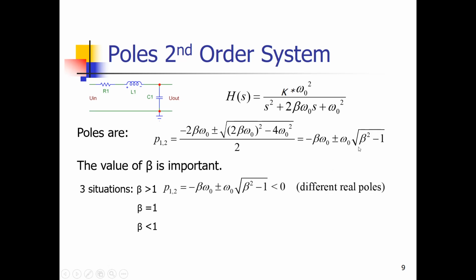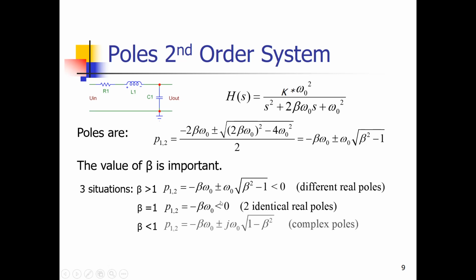When the beta of my system is equal to 1, then this expression is 1 minus 1, which is 0. So then I have two poles plus or minus 0, so two poles in exactly the same position. So the poles are equal to minus beta times omega 0. And when beta is smaller than 1, then this expression will be negative, which means that the square root of a negative number will yield a complex number, with this as the real part of the pole, and then this will be the imaginary part of the pole.